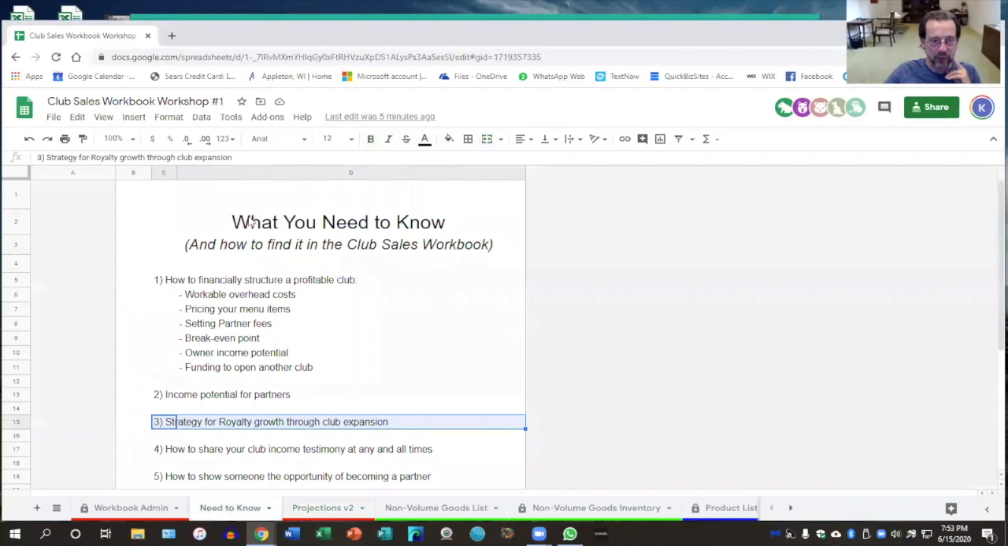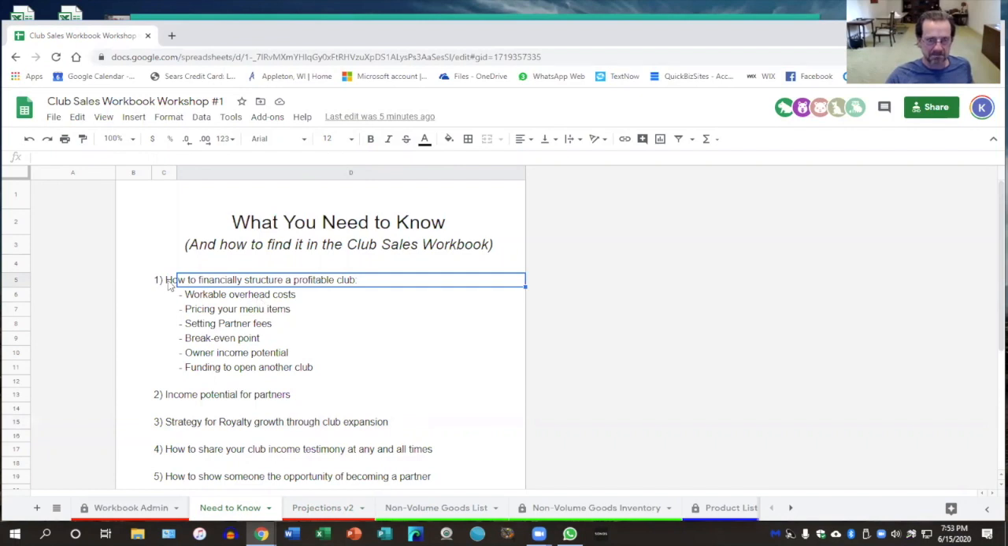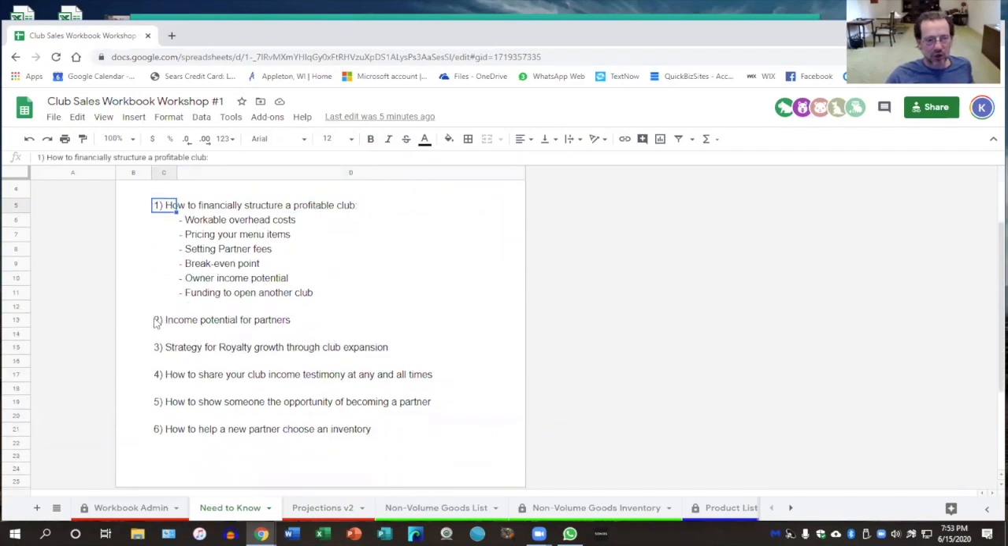So this is what we're looking at. We're looking at what you need to know, really 6 of, these aren't the only things, but 6 of the things you need to know to be really kick butt in club growth and expansion through the club partner model. We already covered the first 3: how to financially structure a profitable club, how much income potential there is for partners in your particular potential club, and what a specific building strategy is to grow your royalties through expanding clubs, how much money you're going to make within all of that, and some of the other things as well.